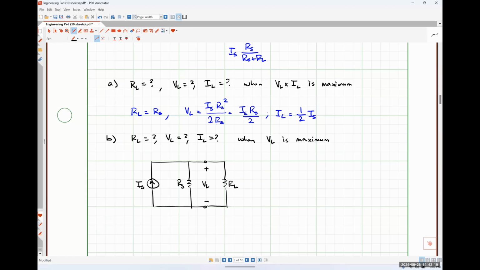Because the voltage VL will just be the voltage drop across RS in parallel with RL. So effectively, what we want to do is figure out how to make RS in parallel with something as large as it could possibly be. And that occurs when RL is an open circuit. So when we want our voltage to be at its maximum, effectively we are trying to determine the open circuit voltage of the system.